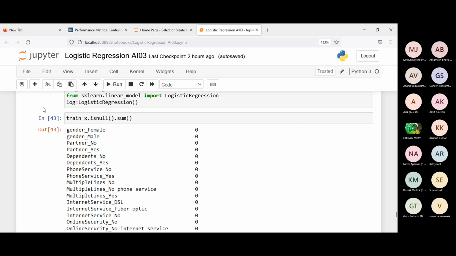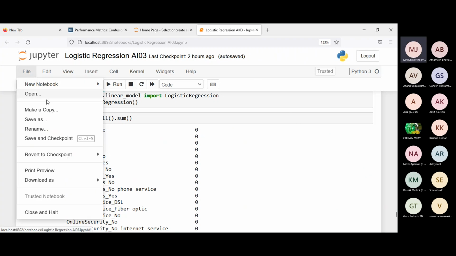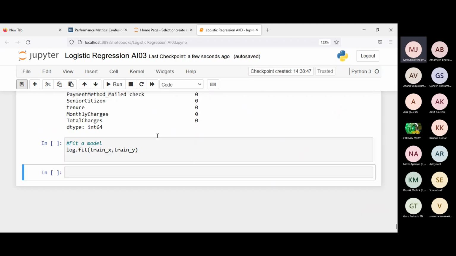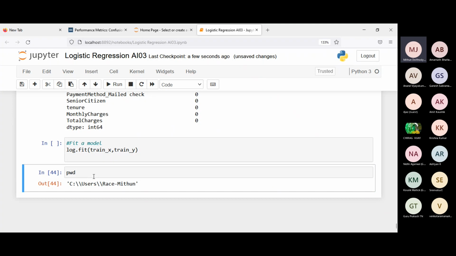Wait, just 1 second. File. Just 1 second, guys. I'm just sending this file to Aditya, C drive, users, race method.